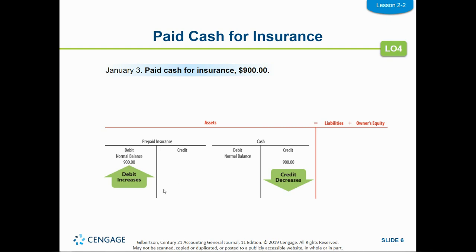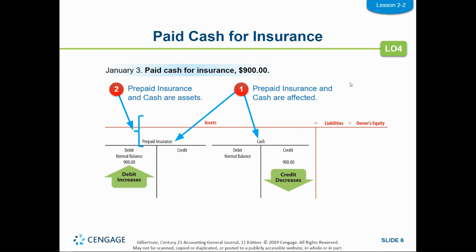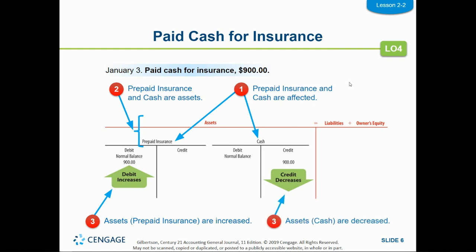We've also learned that debit means left, credit means right. So since prepaid insurance is increasing, it increases on the left-hand side because assets are on the left-hand side of the accounting equation. So prepaid insurance is going up with a debit. Cash is going down with a credit. So prepaid insurance and cash are affected. Prepaid insurance and cash are both assets. Prepaid insurance is going to go up, and the asset cash is going to go down. Prepaid insurance is debited, cash is credited.